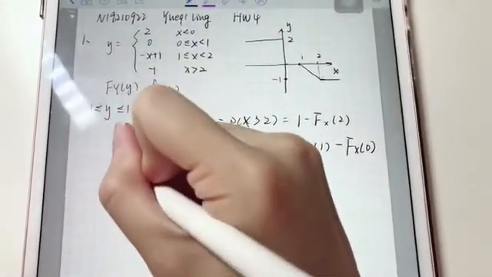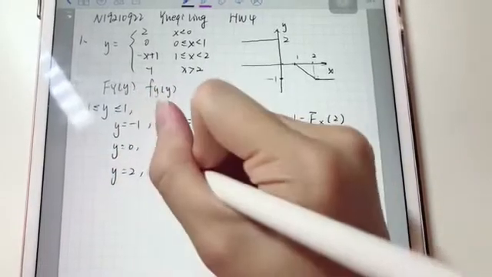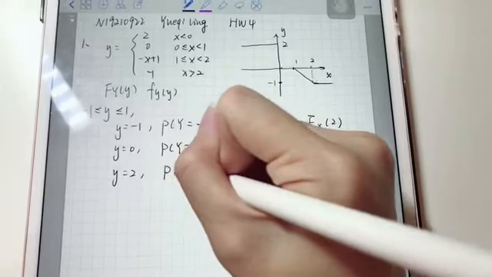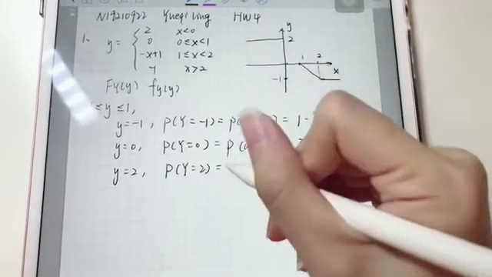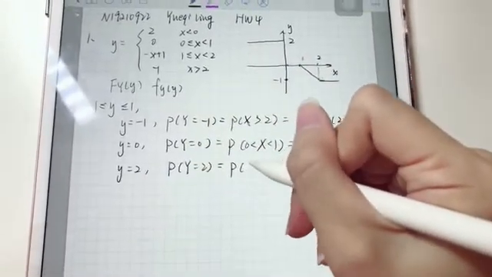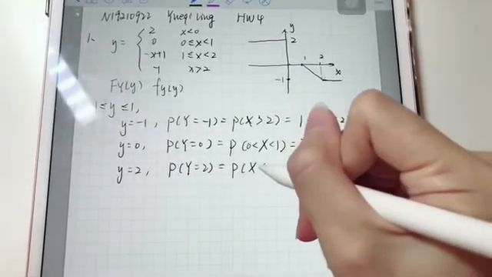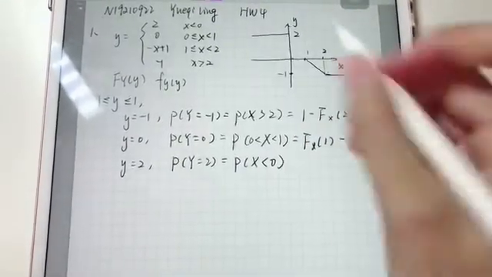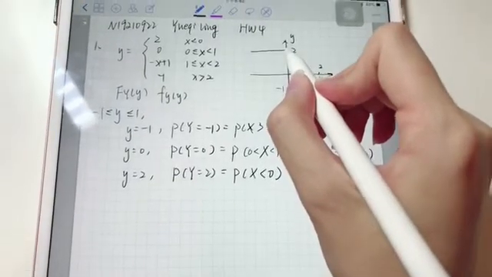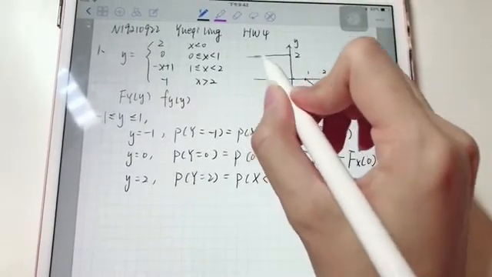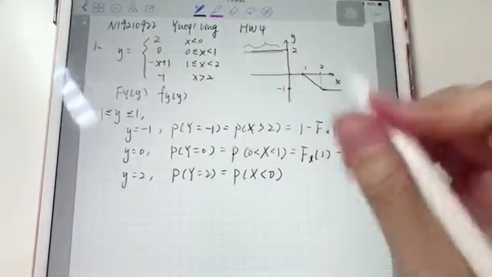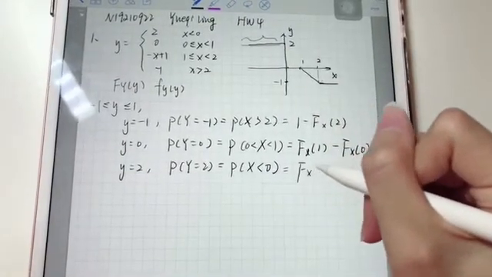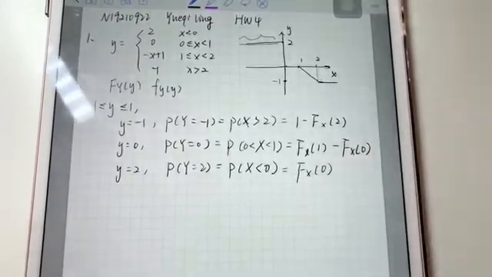And when y equals 2, the probability of y equals 2 will equal the probability of x smaller than 0. When y equals 2, x smaller than 0 is this part. That will equal large F_X when x equals 0.